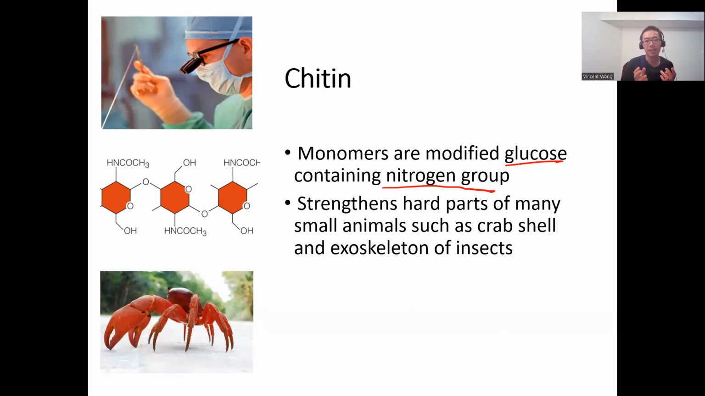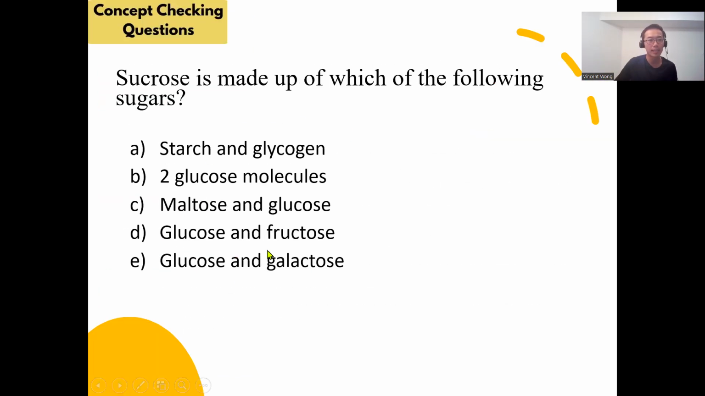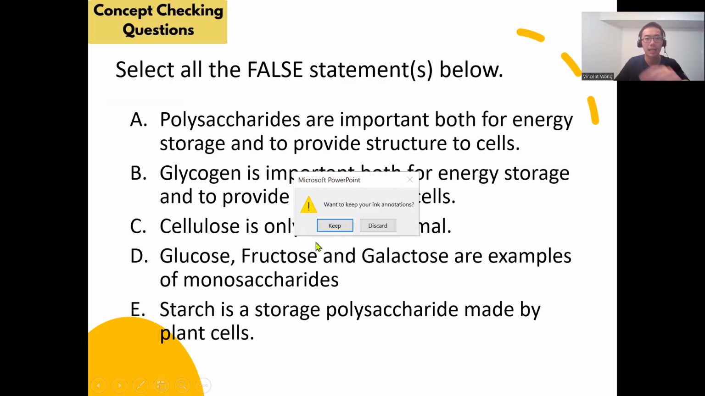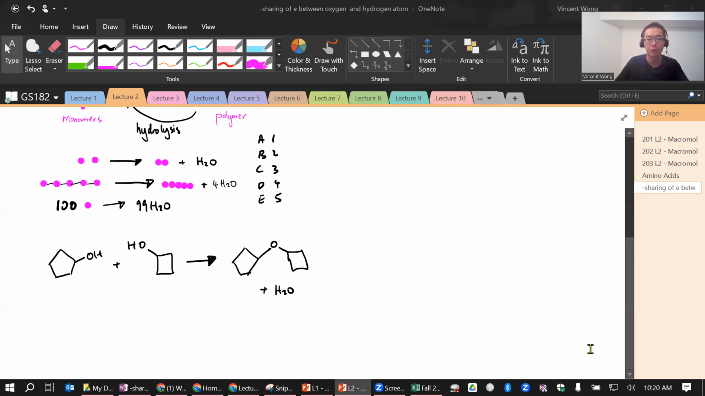So that's good because it's able to degrade on its own, and it allows the wound to heal a little bit quicker that way. So that is all your polysaccharide stuff. You can do the concept check question on your own, and we'll take it up next class. And that's it for today.